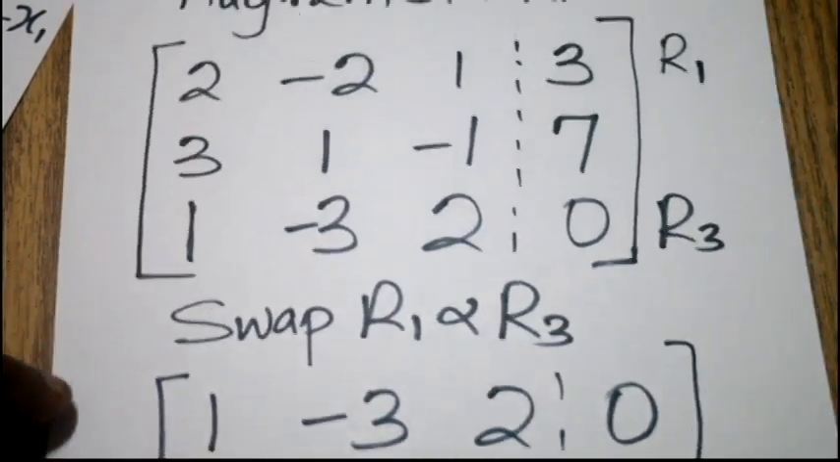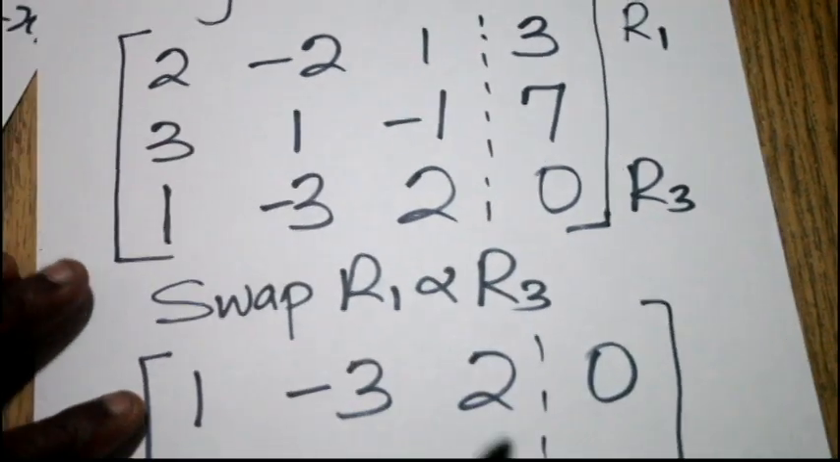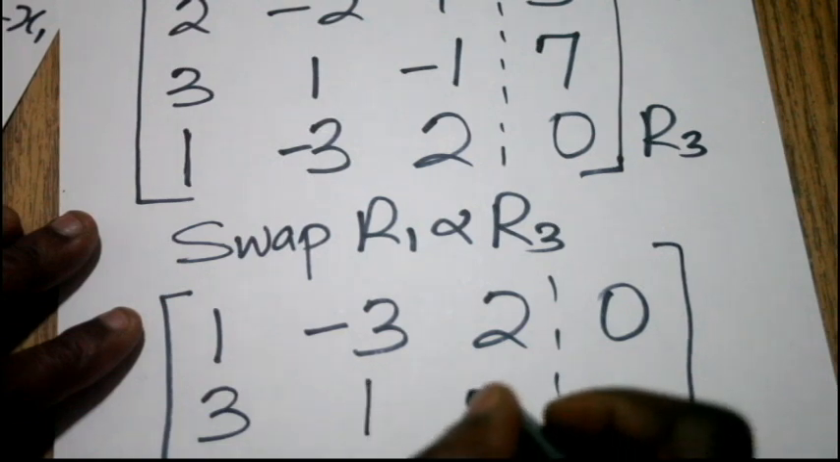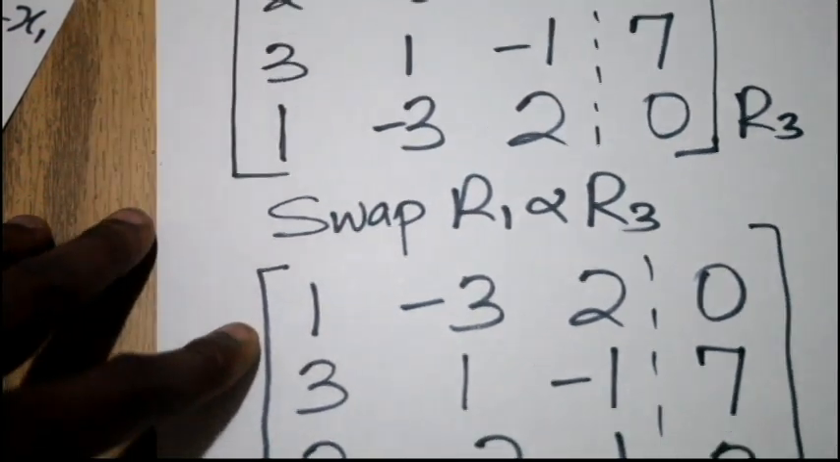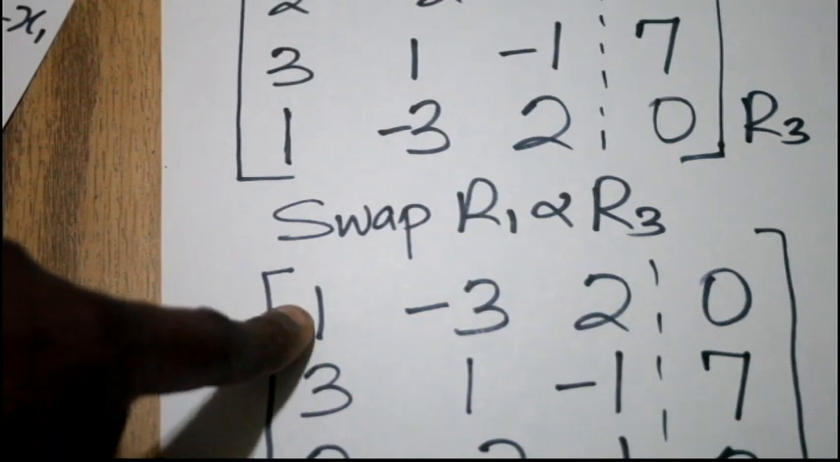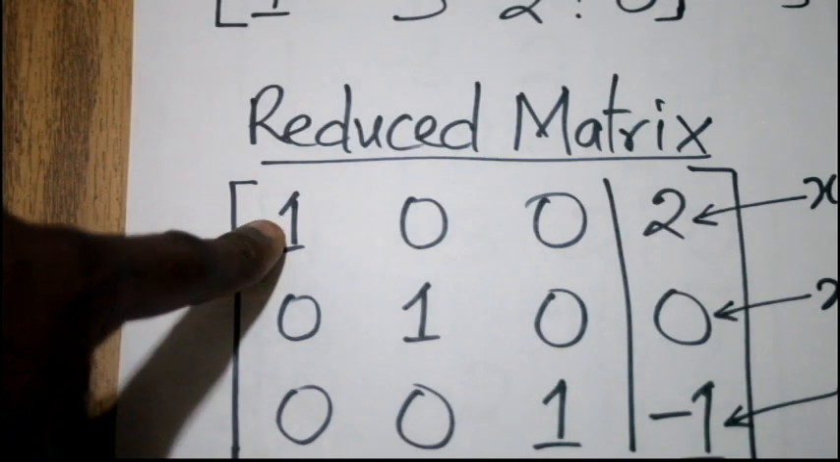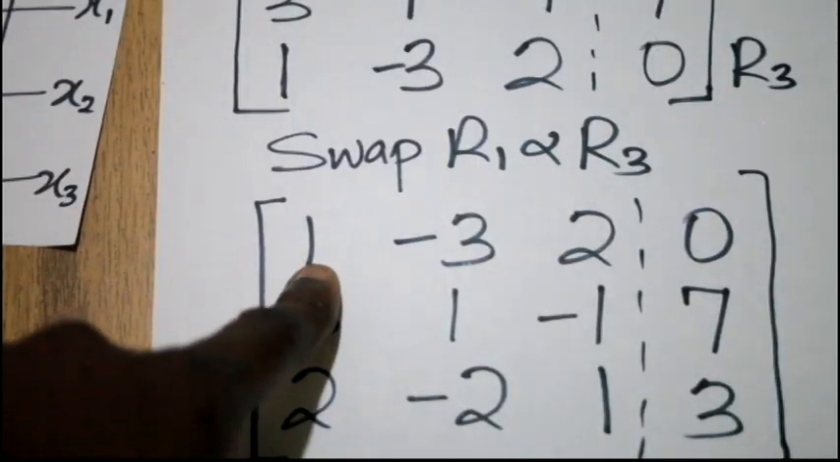Now the middle row will not change. I have 3, 1, negative 1, and 7. So you just put that back: 3, 1, negative 1, and 7. Now with this, you have been able to achieve putting a 1 at the leftmost side, just like the way we are approaching our answer of a reduced matrix. So I have 1 here already.